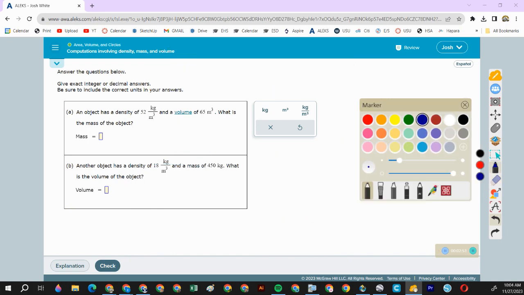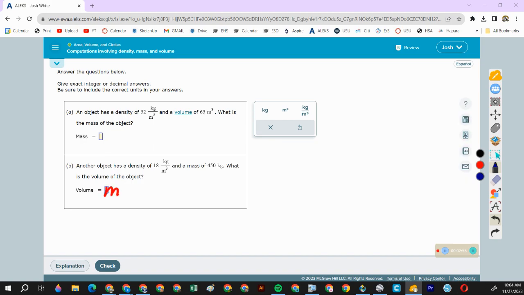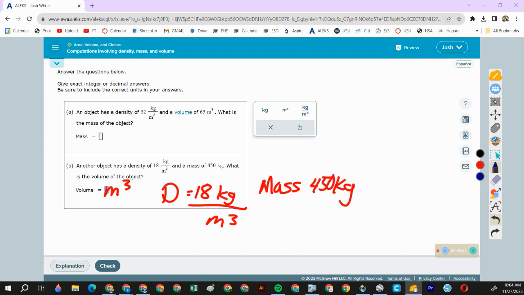All right, for the next one, volume. So volume is in meters cubed. I have a density of 18 kilograms for every cubic meter, and I have a mass of 450 kilograms. And I want my answer to be in meters cubed, which is this one. Notice that's on the bottom. So in any unit, you can flip that unit upside down without changing anything. So 1 meter cubed over 18 kilograms.